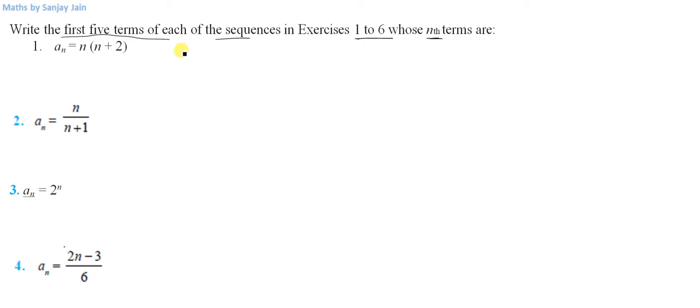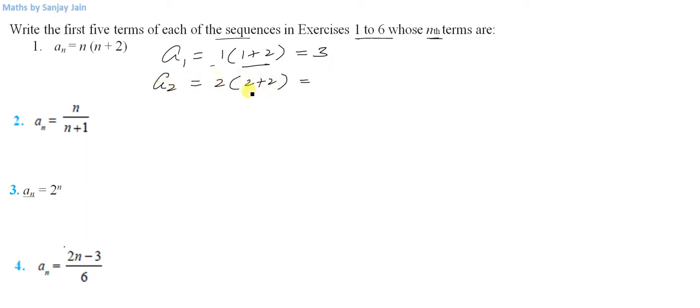So I just need to replace n with 1 to find the first term, n with 2 to find the second, right, and so on. So let me write these terms. A1 will be equal to 1 into 1 plus 2, that is, 3 into 1, 3. What will be A2? A2 will be equal to 2 into 2 plus 2. So this is 4 into 2, 8.